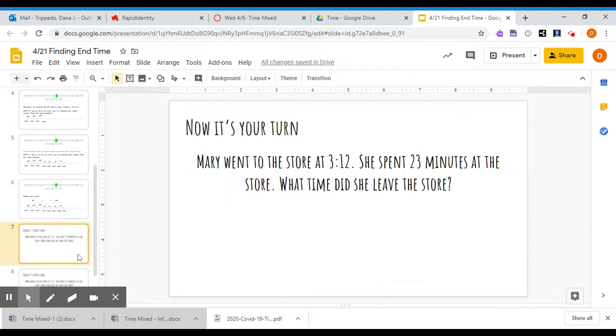So now I want you guys to give one a try before you go onto your worksheet. Mary went to the store at 3:12. She spent 23 minutes at the store. What time did she leave the store? Go ahead and hit pause on your screen. Give yourself a few minutes to give it a try, and when you come back, we'll go over our answer.